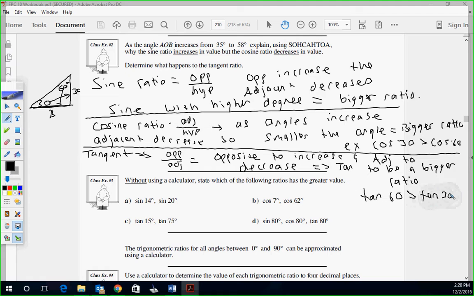Okay, so what this says is opposite increases and adjacent decreases. Therefore, we want tangent to be bigger for its ratio. So for example, tan 60 is bigger than tan 30 for the ratio. So the only one that's really flipped is cosine, right? Sine we want bigger, tangent we want bigger. Cosine's the flip of sine.